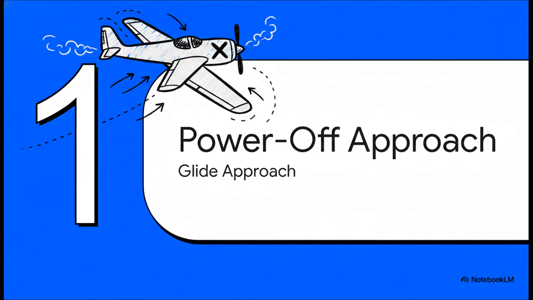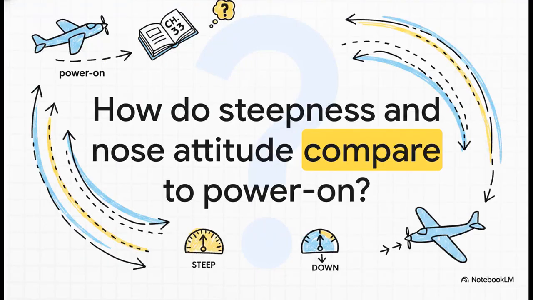All right, Section 1, the power-off or glide approach. This is an absolutely essential skill for surviving an unexpected engine failure, and it fundamentally changes how your aircraft handles. I want to start by testing your knowledge with a direct exam review question straight out of Chapter 33. Think about it for a second. Without power to control your descent, how do you expect your flight path and your nose attitude to change compared to a normal power-on approach?